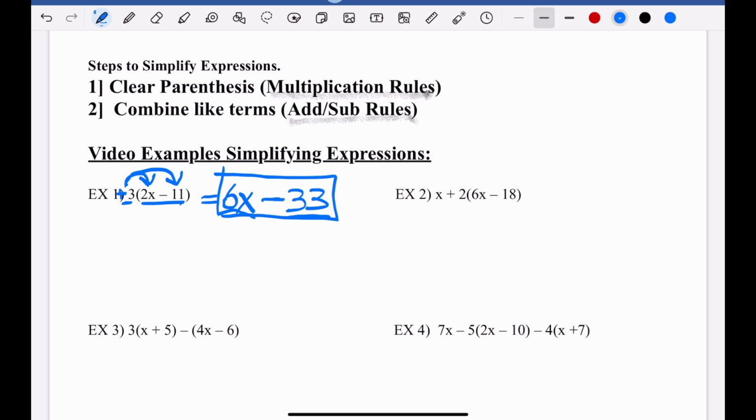Now look at example 2. In example 2, I actually have two terms outside of the parentheses.